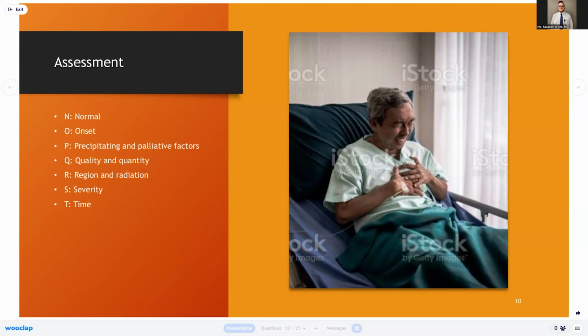NOPQRST, which is basically saying no PQRST. So normal, is this normal for you? When did this pain onset? Were there precipitating factors? Were you gardening? Were you walking upstairs? Were you stressed?